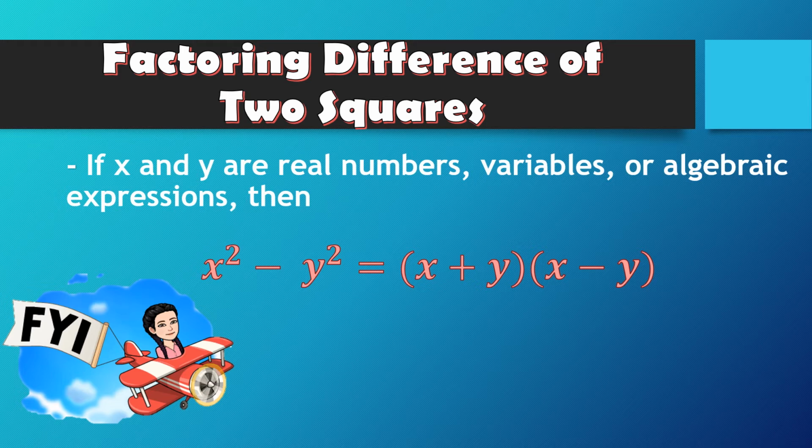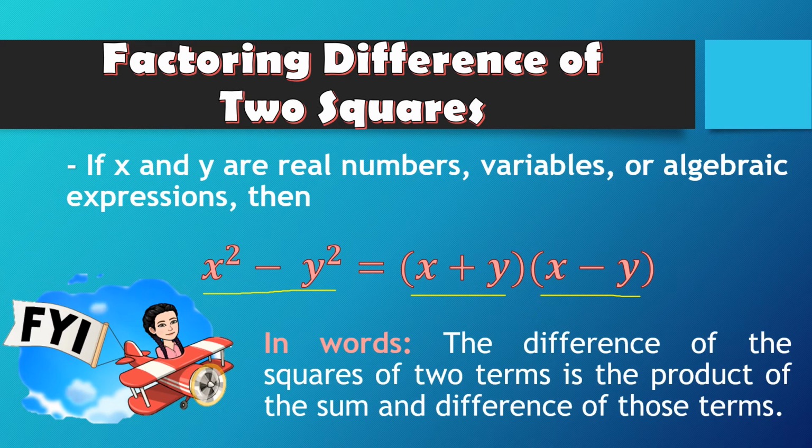So the pattern in factoring difference of two squares is x squared minus y squared is equal to the sum times the difference of those terms. In words, the difference of the squares of two terms is the product of the sum and difference of those terms. So dito, kukuhanin natin ang square root ng x squared at square root ng y squared. Then gagawin nating product ng sum at difference nila.